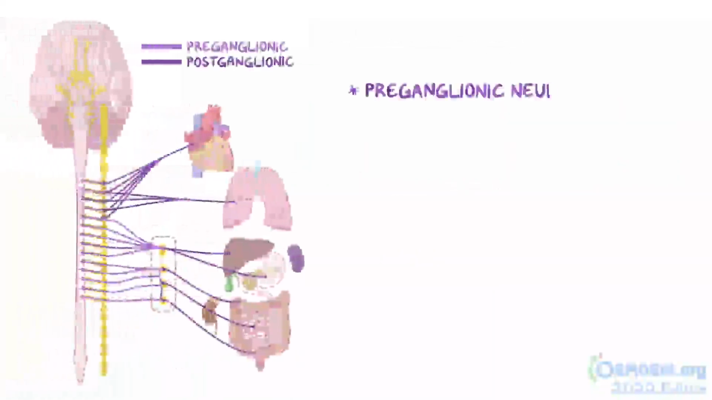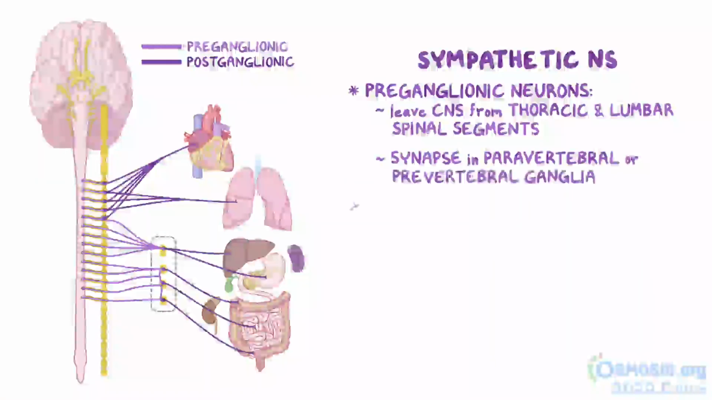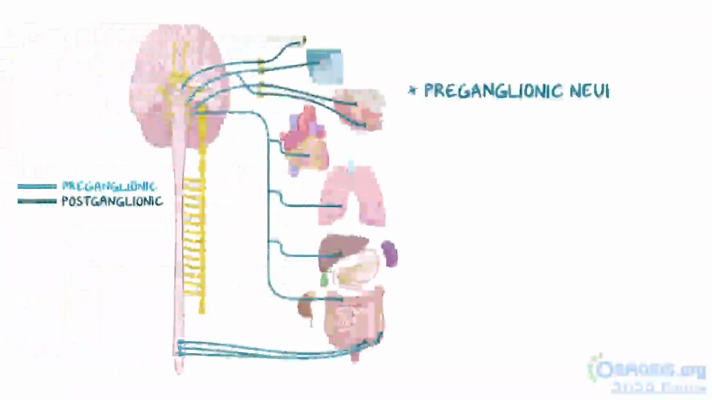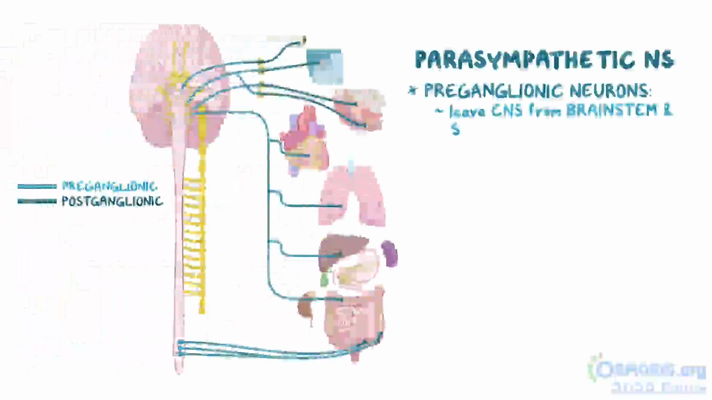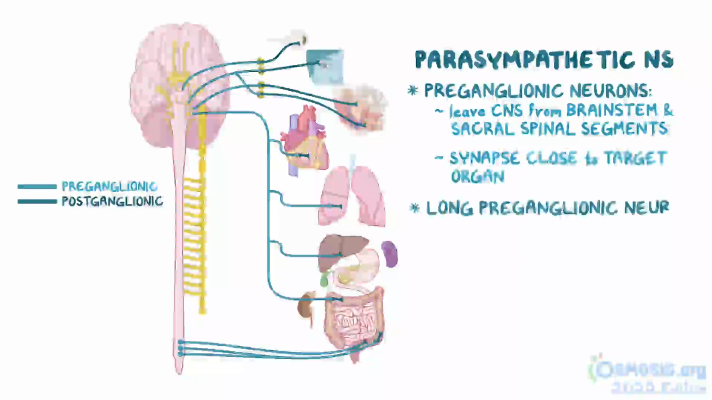The preganglionic neurons of the sympathetic nervous system leave the CNS from the thoracic and lumbar spinal segments and synapse relatively close to the spine in paravertebral or prevertebral ganglia, meaning that their postganglionic neurons are quite long, running until they reach their target organs. The preganglionic neurons of the parasympathetic nervous system, on the other hand, leave the CNS from the brainstem and sacral spinal segments and synapse far away, closer to their target organs, meaning they typically consist of a long preganglionic neuron and a short postganglionic neuron.